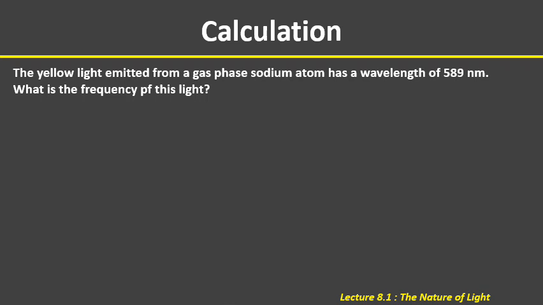Here's one that's a little bit more like what we'll see in most chemistry tests. The yellow light emitted from a gas phase sodium atom has a wavelength of 589 nanometers. What is the frequency of this light?